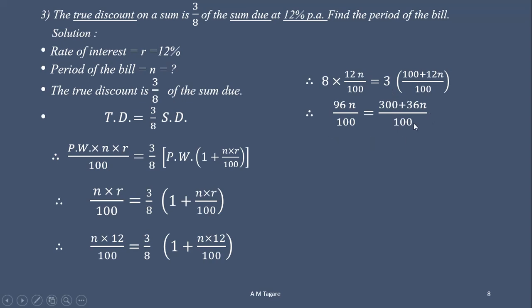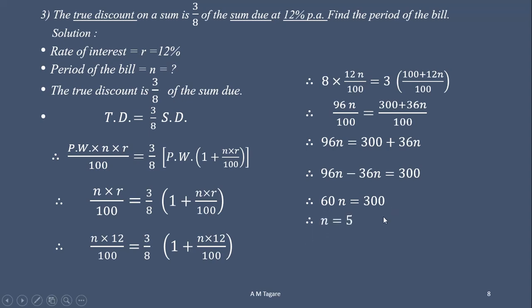Now we cancel 100 from both sides. We get this equation: 96n is equal to 300 plus 36n. Now we transfer 36n to this side. 96n minus 36n is equal to 300. This subtraction gives 60n is equal to 300. Dividing by 60, we get n is equal to 5.